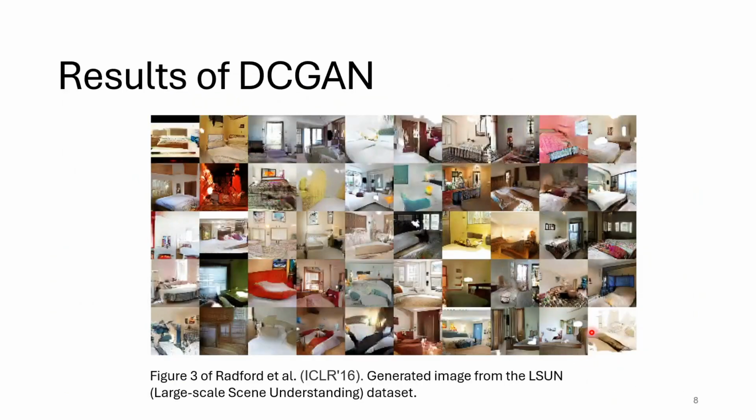So this is an example from the results of DCGAN. And this is the LSUN dataset. LSUN stands for Large Scale Scene Understanding. And there are several subsets. For example, this is bedroom, and there are some other subsets, for example, cars or birds, etc.